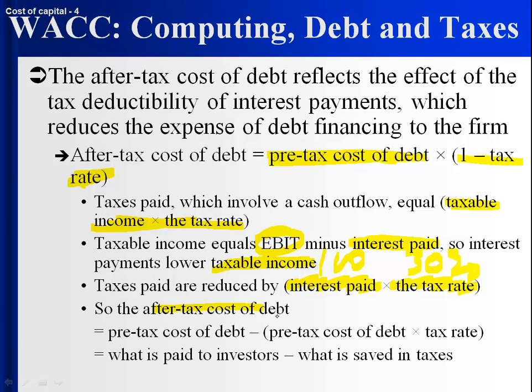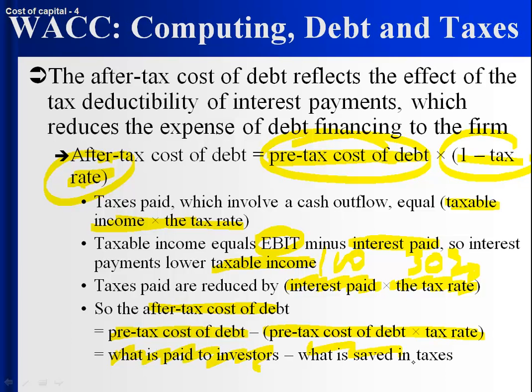Therefore, the after-tax cost of debt is equal to the pre-tax cost of debt, what the firm pays to its investors, minus pre-tax cost of debt times the tax rate, which is the tax savings. And so pre-tax cost of debt, yield to maturity, times 1 minus tax rate. And you can think of it as, like I just said, what's paid minus what's saved in taxes.